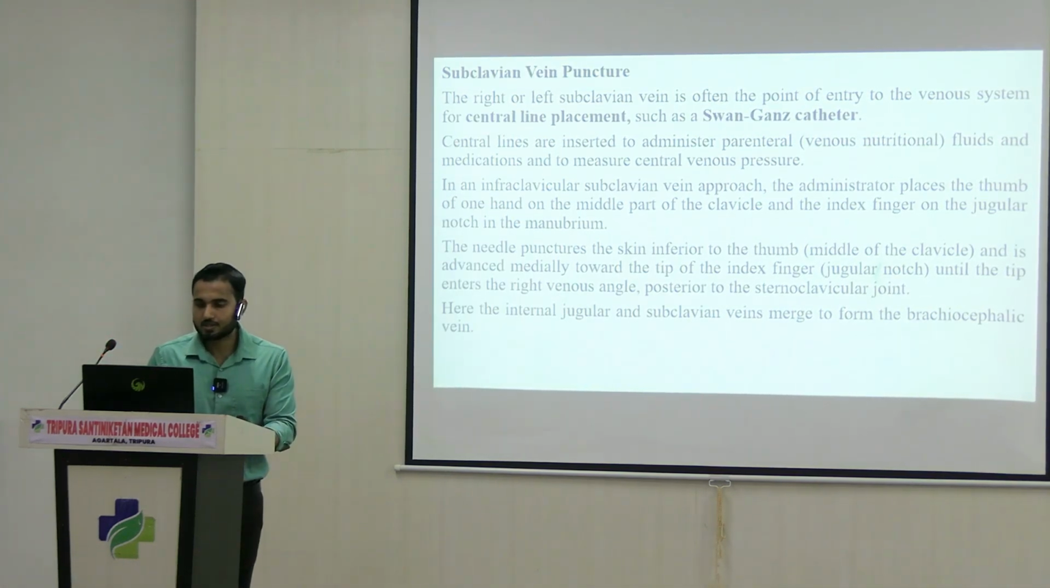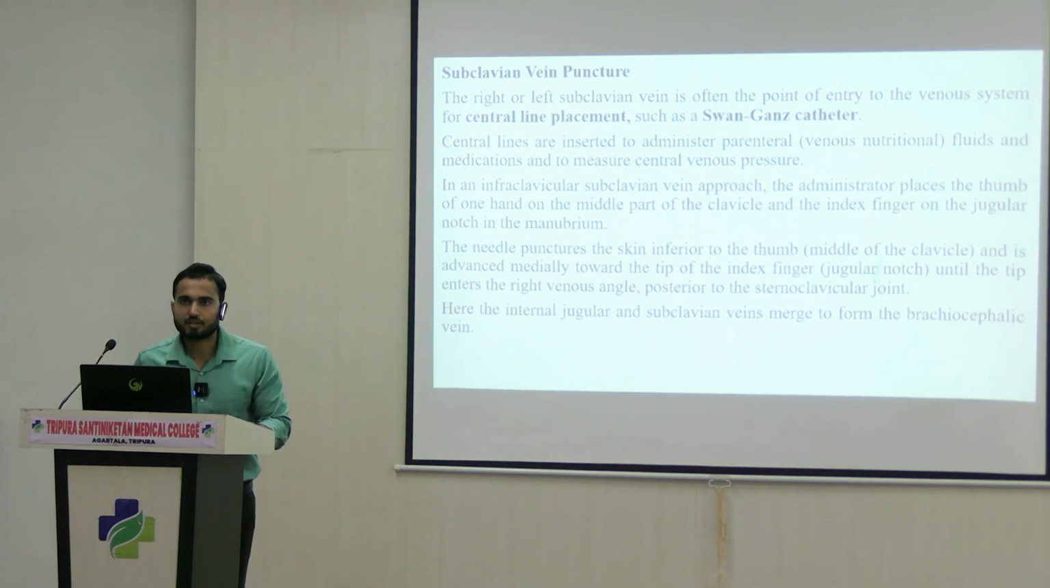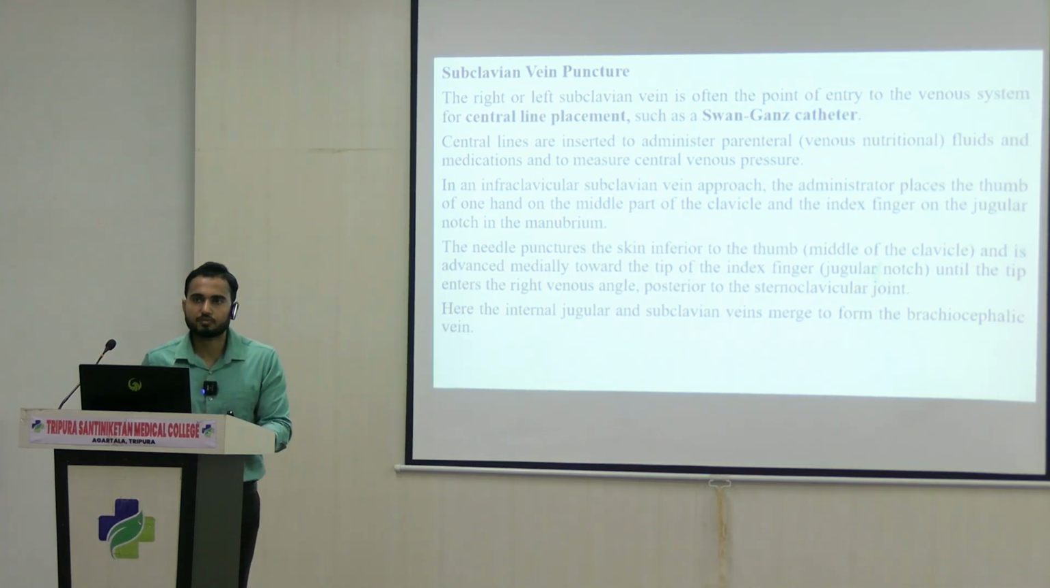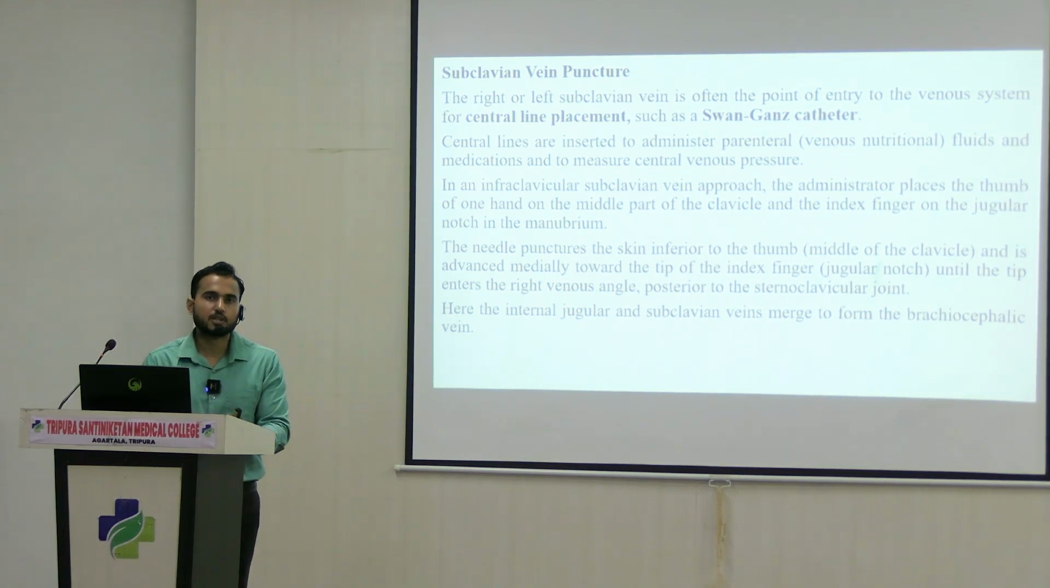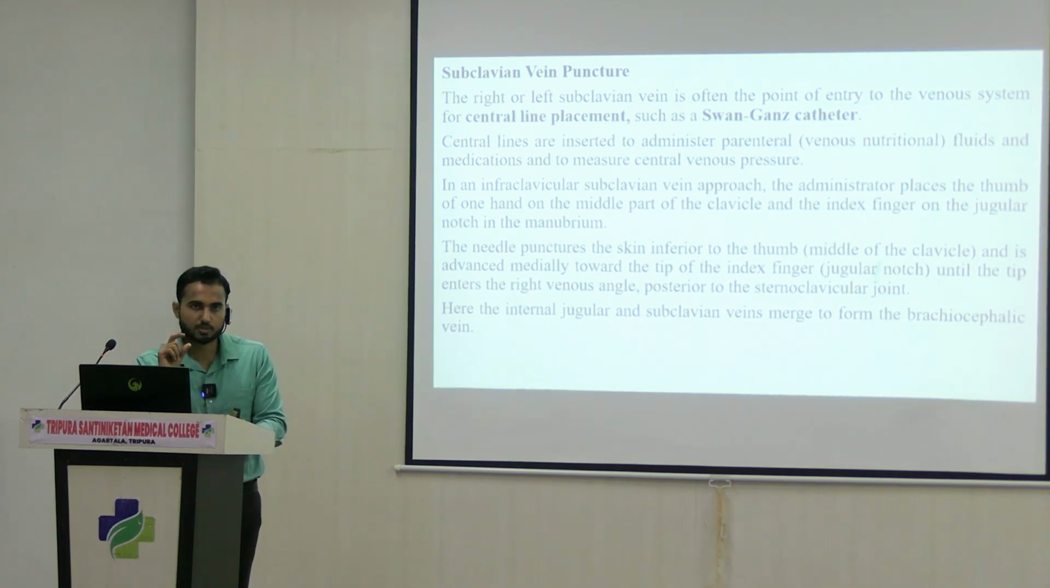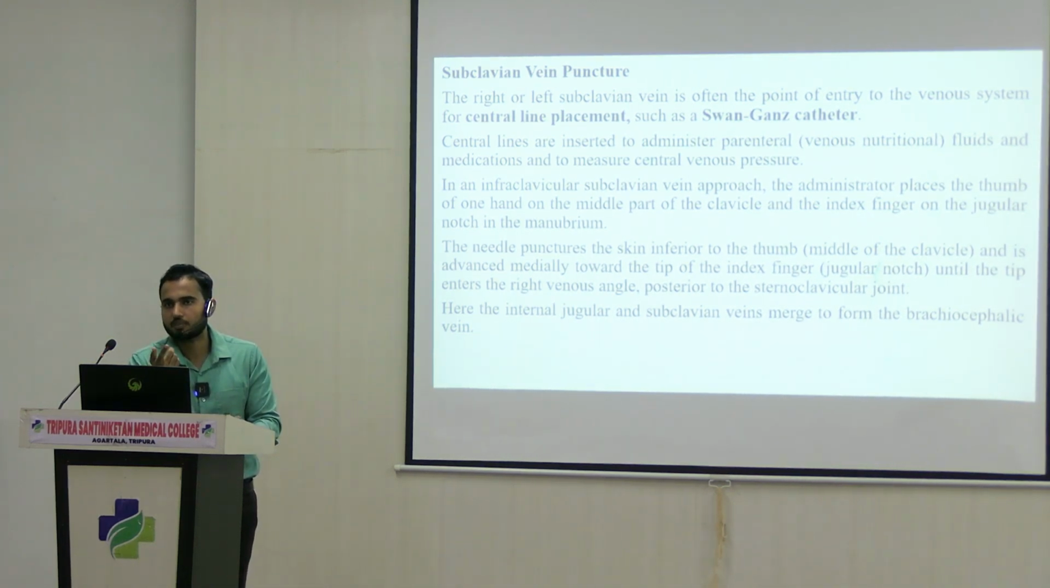Next applied importance is the subclavian vein puncture. This is a very important aspect of the applied anatomy of the anterior triangle of the neck. Okay, I hope you have heard about central line placement or central venous catheterization. This is an important procedure in which IV fluids are given for a longer period of time, different medications are given, and pressure in the venous system can be measured. These different procedures can be performed by puncturing the subclavian vein.